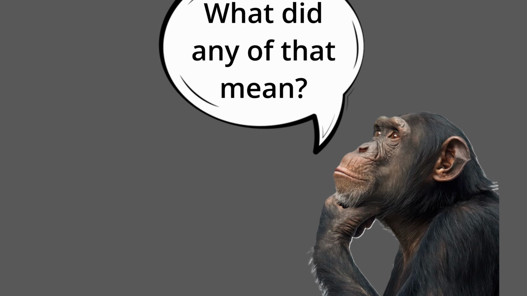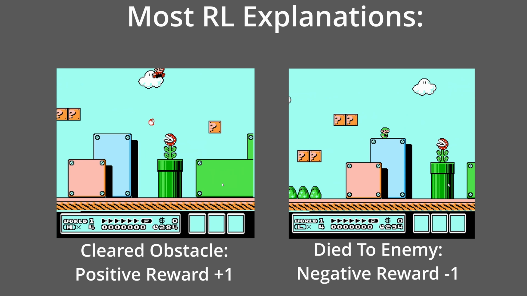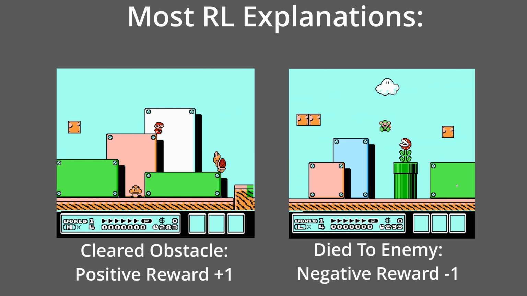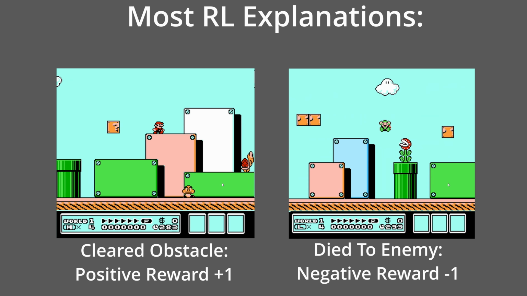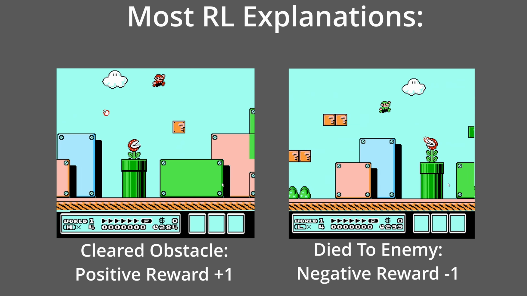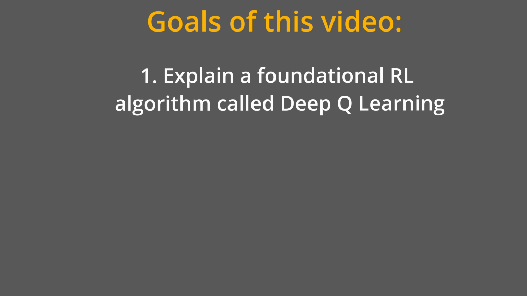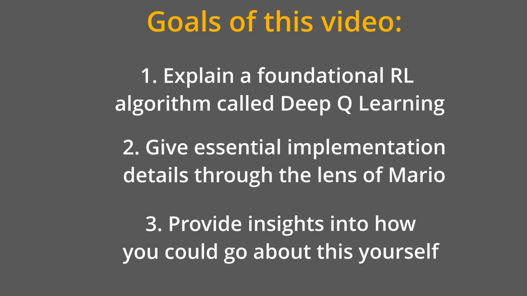A lot of the explanations are extremely high level. Something like, we reward the agent for doing good things, and we punish it for doing bad things. And while that's technically true, it doesn't really explain how the learning actually happens. So in this video, I want to break down reinforcement learning in a way that's intuitive and concrete. We'll walk through everything step by step using a Mario agent as our running example.